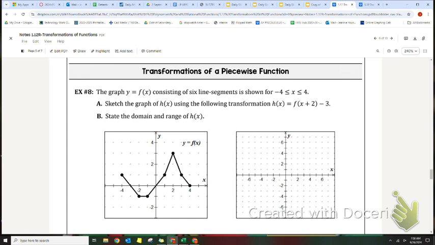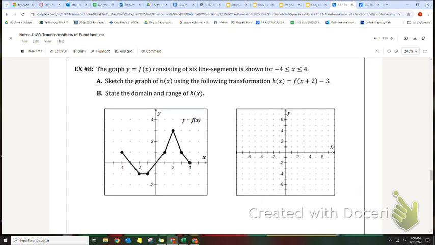All right, transformations of a piecewise function. So example 8 says the graph y equals f of x consisting of 6 line segments is shown for negative 4 less than or equal to x less than or equal to 4. A says sketch the graph of h of x using the following transformation, and then B says state the domain and range of h of x.